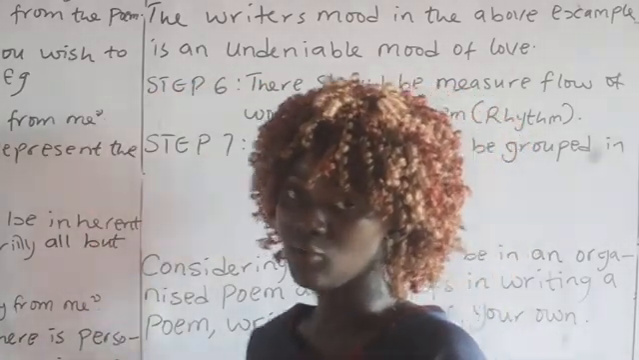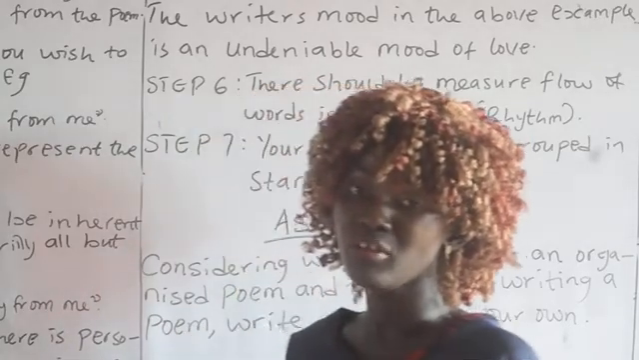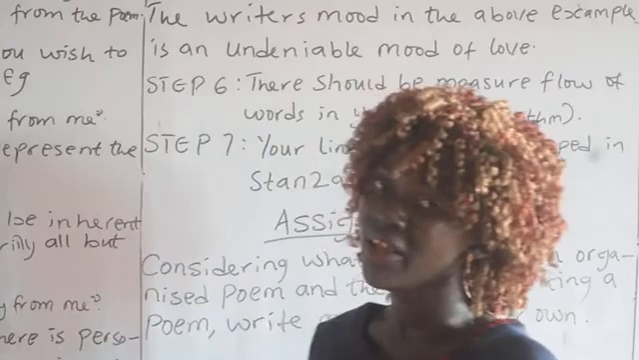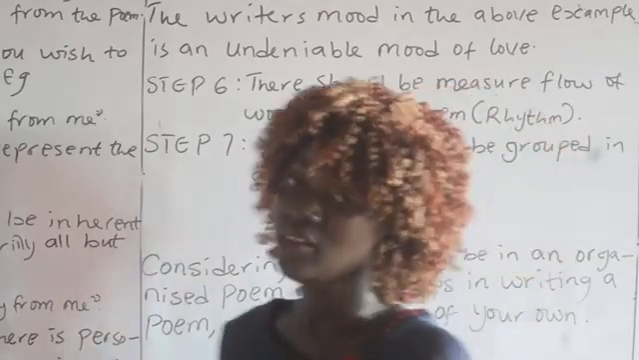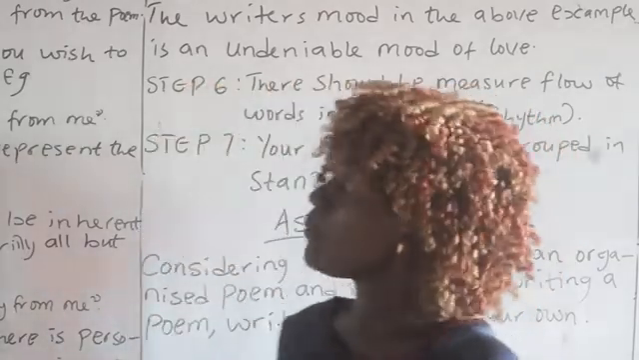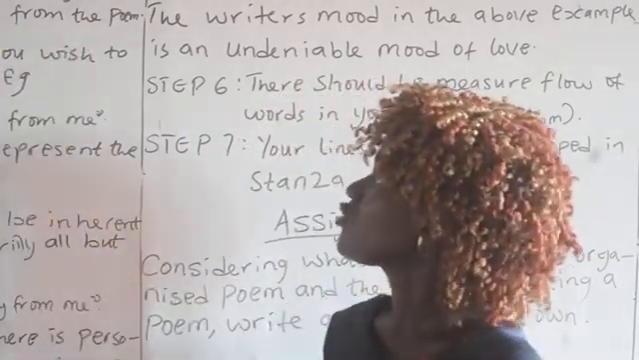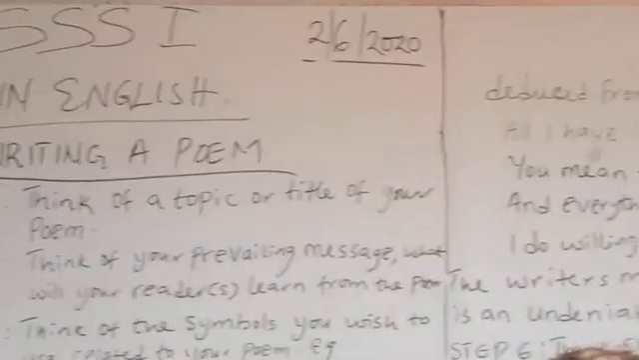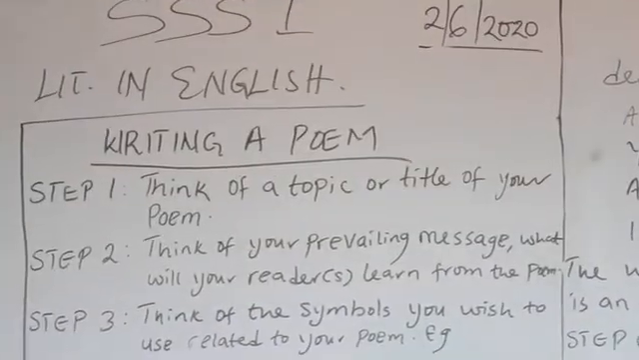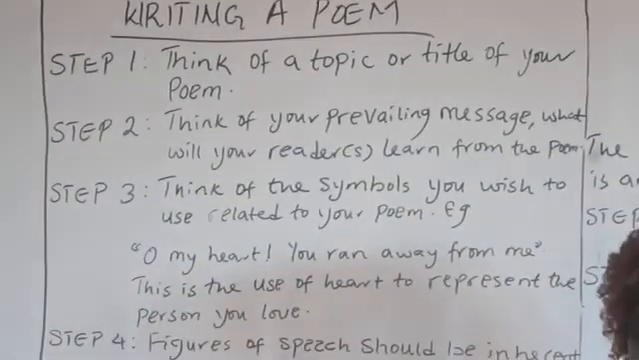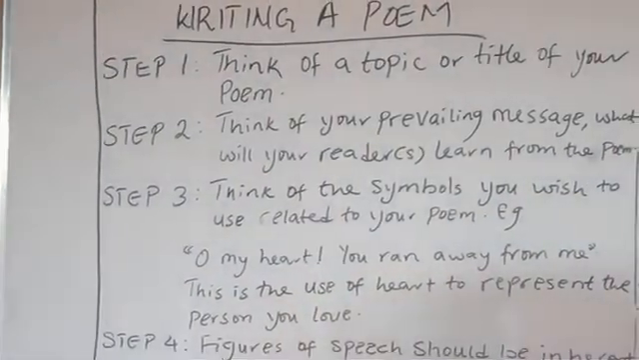Remember, in our last class we talked about what must be in an organized poem. Today we'll be looking at the steps in writing a poem. Step number 1, you should think of a topic or title of your poem. Think of the topic you want to write on. What is your title? What's the name you want to give to your poem? Your poem must have a name, a title.